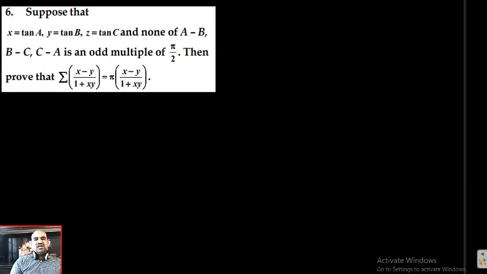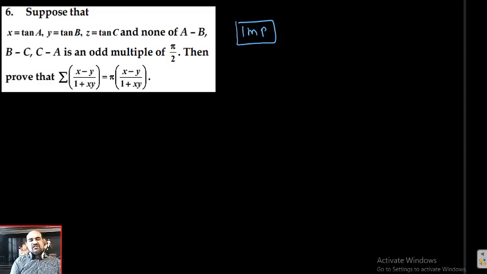The next, another important model. x equal to tan A, y equal to tan B, z equal to tan C, and none of A minus B, B minus C, C minus A are odd multiples of pi by 2. Then prove that sigma of (x minus y) by (1 plus xy).